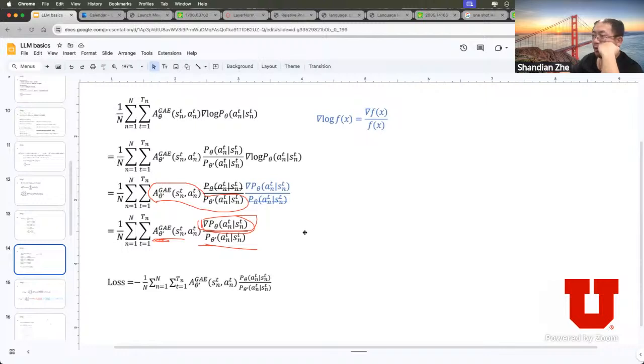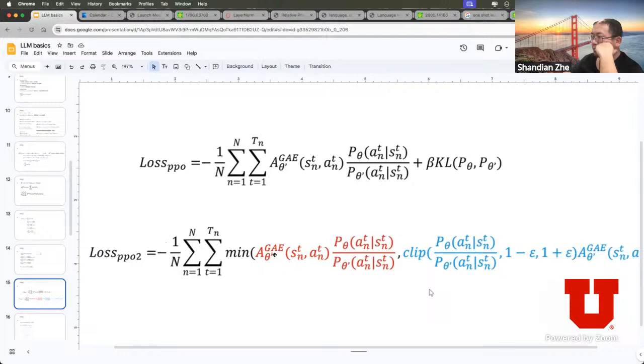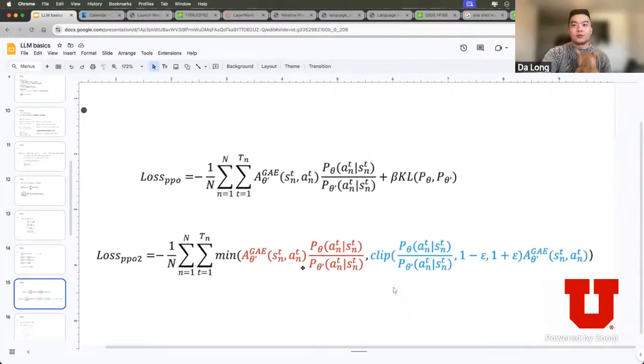Okay. So finally, we get two versions of PPO. PPO1 is like this one, and adds a KL between p theta and p theta prime. And this is PPO2. In PPO2, it clips p theta divided by p theta prime. They constrain it to a range, so the epsilon here is predefined.